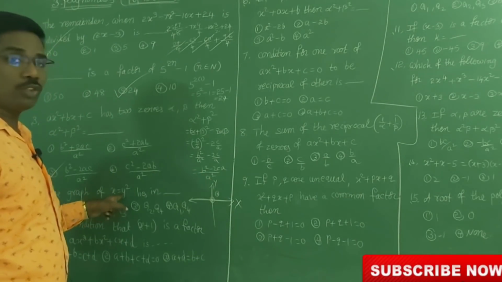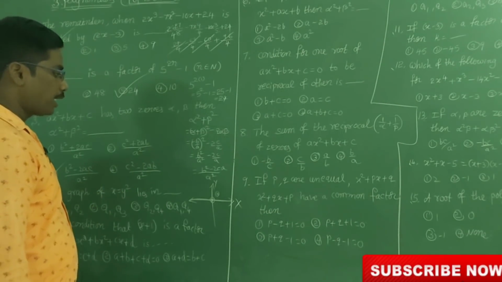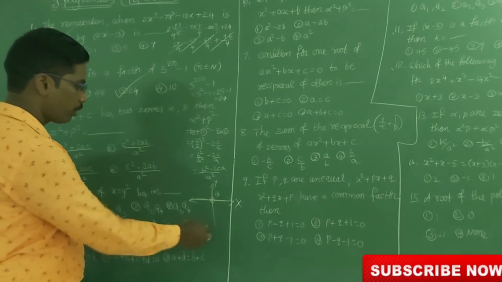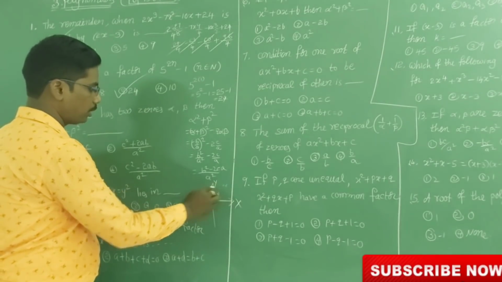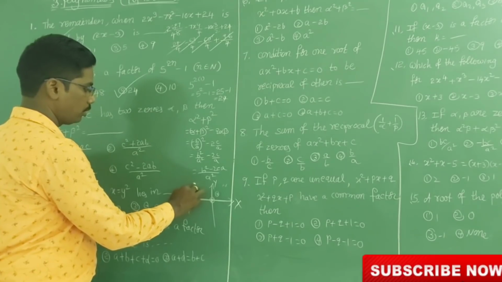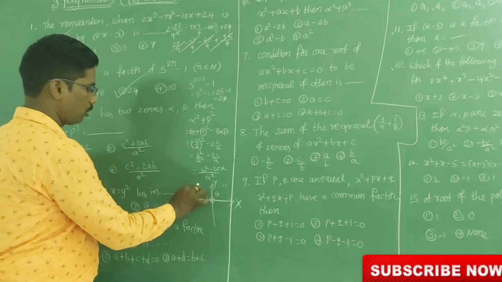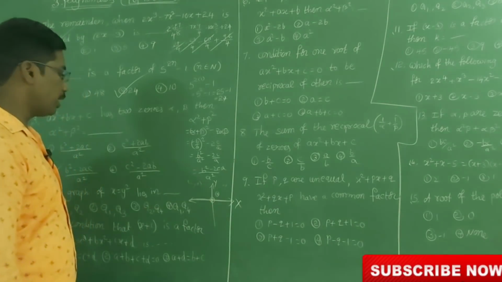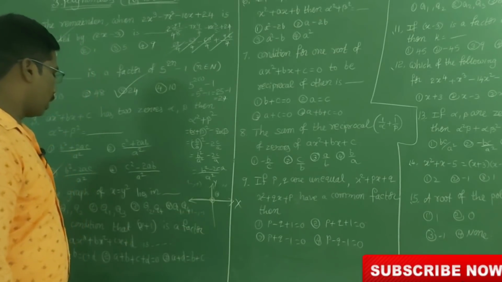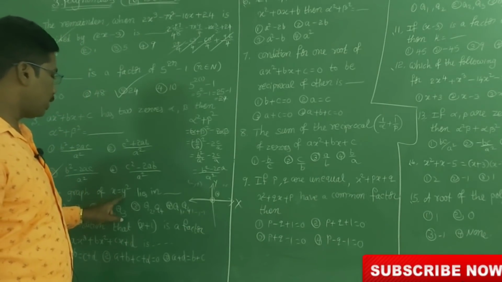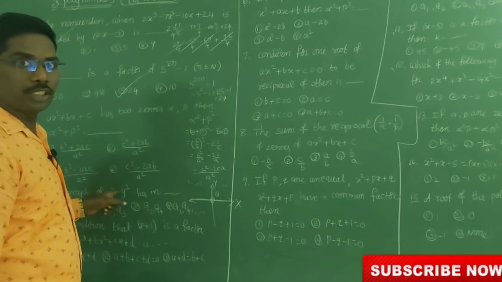If you keep y is equal to minus 1, x is equal to 1. Here plus and plus, here minus and plus. So y is equal to minus 1, and if you substitute y is equal to minus 1, then x is equal to 1.